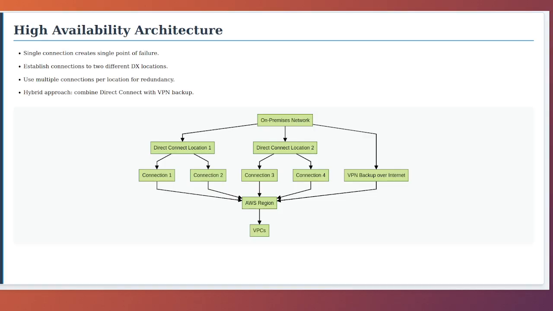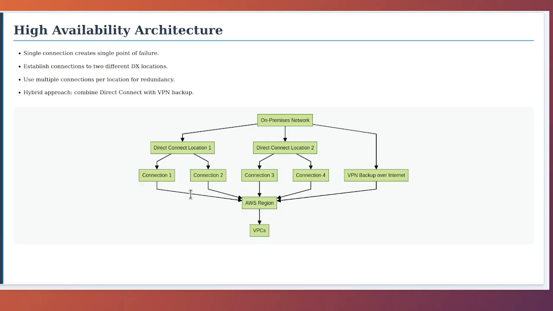You configure BGP to prefer the Direct Connect path under normal conditions, but if Direct Connect becomes unavailable, traffic automatically fails over to the VPN. This gives you the performance and cost benefits of Direct Connect during normal operations, with the Internet-based VPN as a backup. Virtual private gateways support active-active or active-passive configurations.